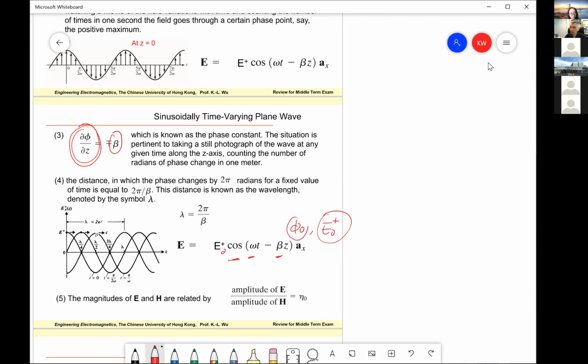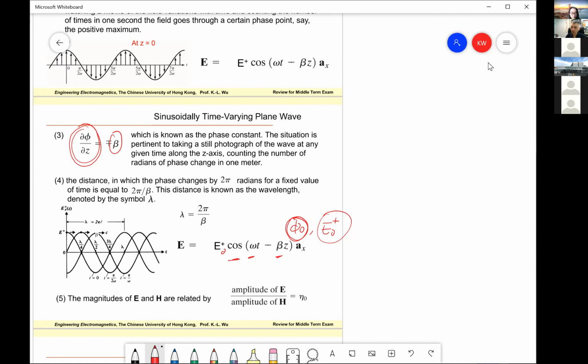And the initial phase, you have two ways we can determine it, right? Because the absolute phase reference is really not important. What is important is the phase difference, because when you compare with another quantity, they have a phase shift.